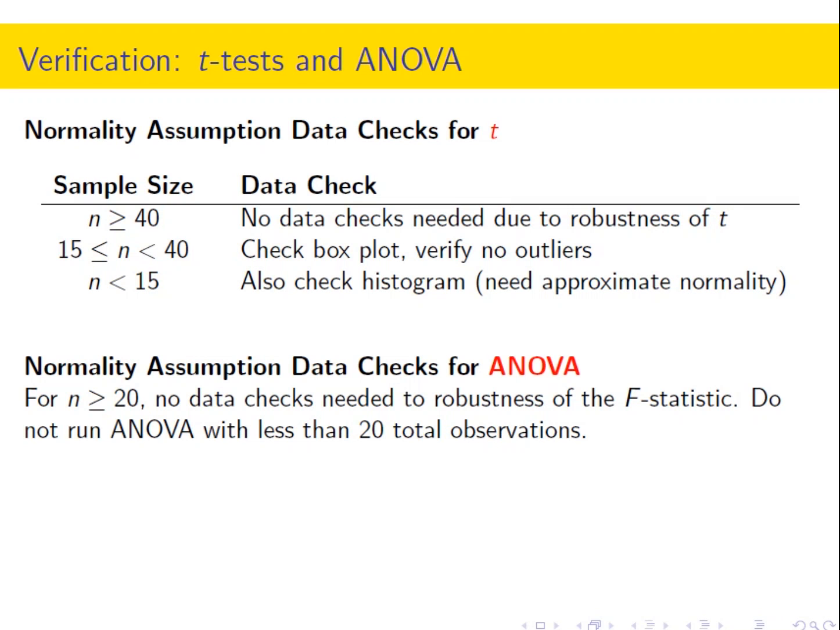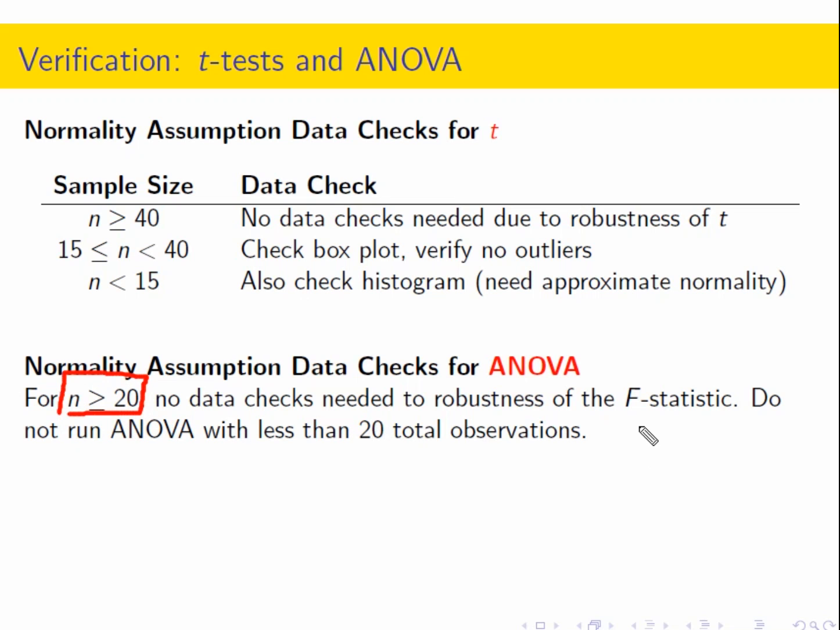It turns out that the t-statistic is robust, but the f-statistic is even more robust. So when we have more groups, the statistic actually becomes more stable, more accurate. And the f-statistic is almost completely resistant to inaccurate p-values. And it's so robust that as long as I have at least 20 observations total, this is across all my samples, as long as I have at least 20 total observations, no data checks are needed.